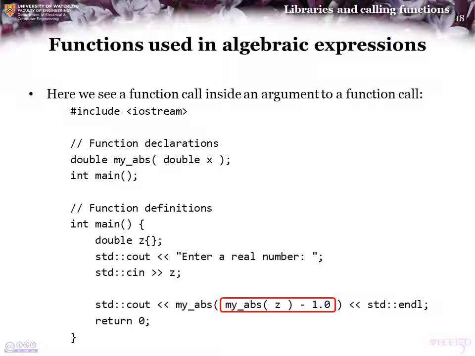-0.9 becomes the argument for the next call to myAbs, in which case myAbs will then be called and return the value 0.9, as that is the absolute value of -0.9. That is the value that would be printed to the screen.